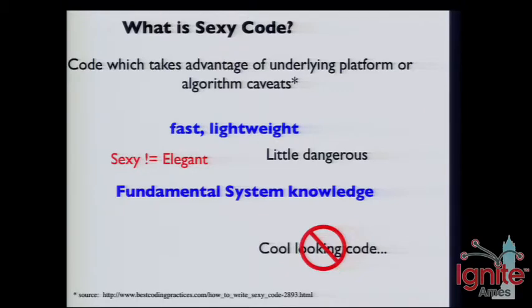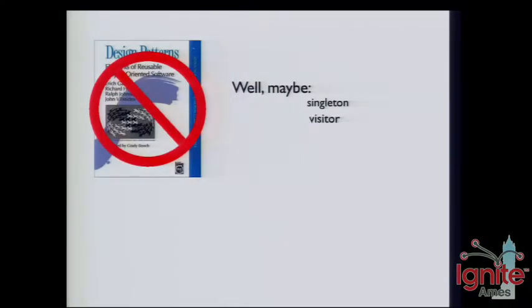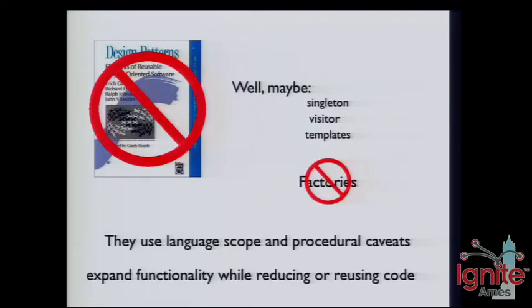So, people that are accustomed to design patterns, they think, okay, those design patterns, is that sexy code? Well, let's think about it. It might be possible. Okay, so design patterns? No. Well, okay, maybe. We look at singleton, the visitor, the template. Okay, yeah, those are sexy because they're efficient, they're lightweight. Factories are not because they're extra code, even though they have extra usability or reuse. But mostly they use the language scope and procedural caveats to expand the functionality.